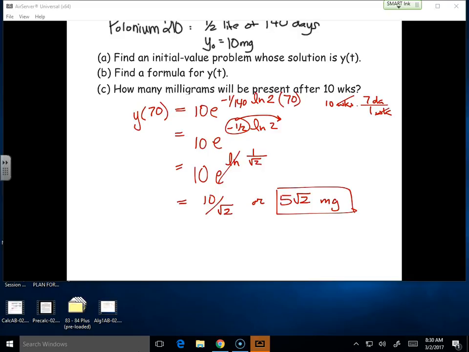Why couldn't you just cancel the... Because the only way that we can legally cancel E and ln is if they are directly next to each other, meaning if all the coefficients in front have been brought within the ln itself. Oh, it's because it's 2 to the negative 1/2 power. Oh, so negative drops it down.